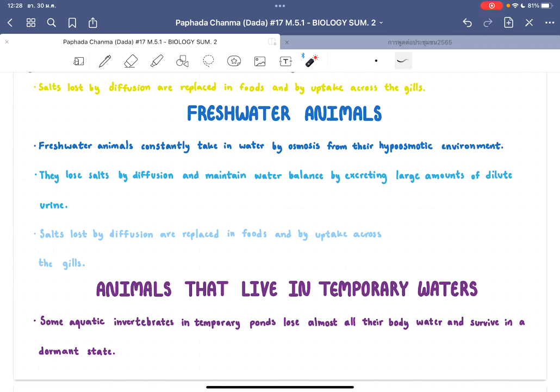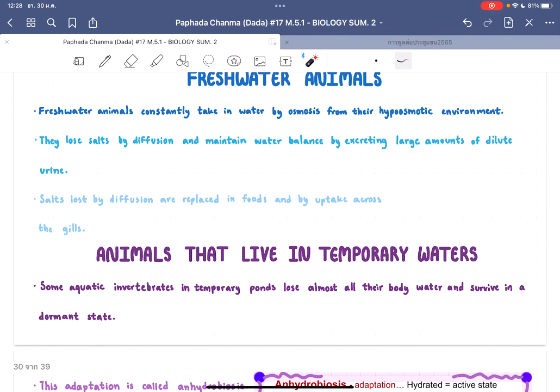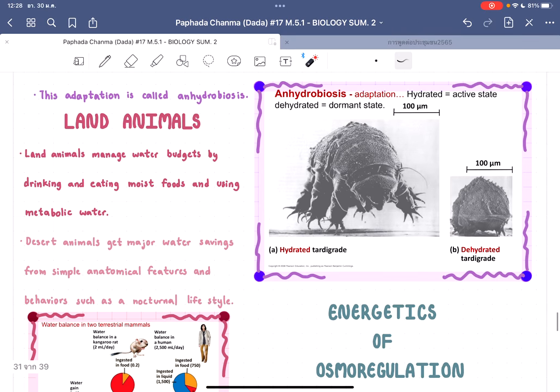Animals that live in temporary waters. Some aquatic invertebrates in temporary ponds lose almost all their body water and survive in a dormant state. The adaptation is called anhydrobiosis.